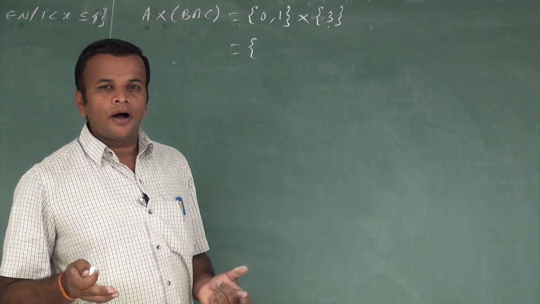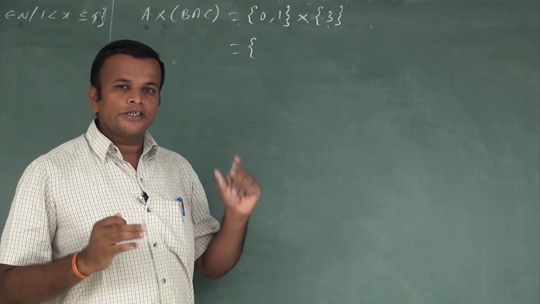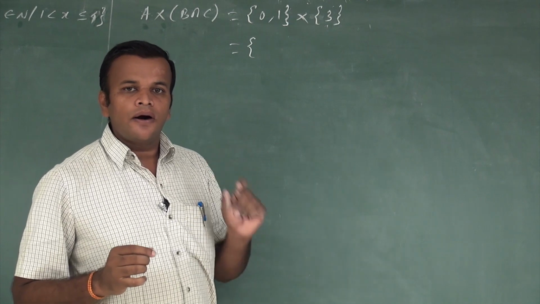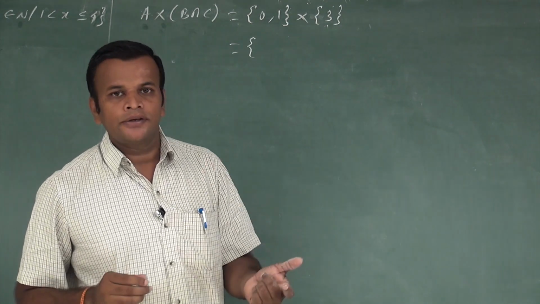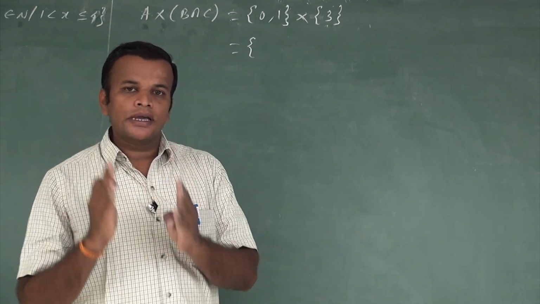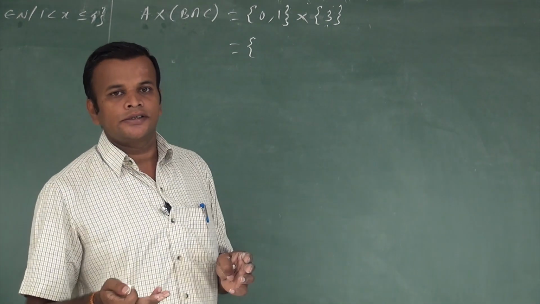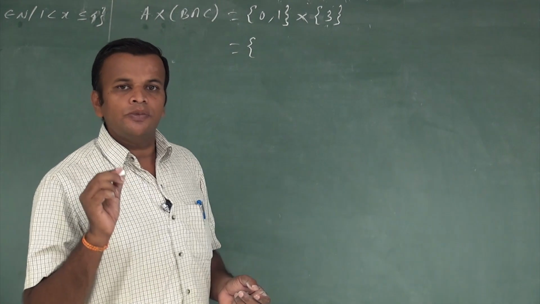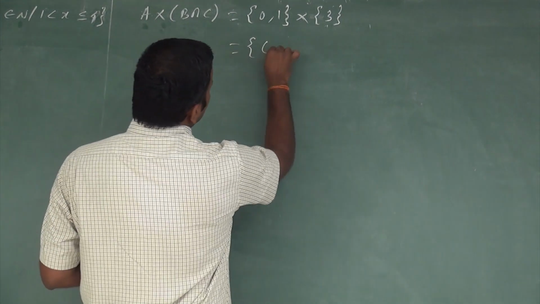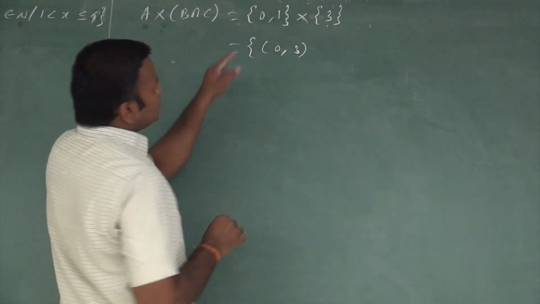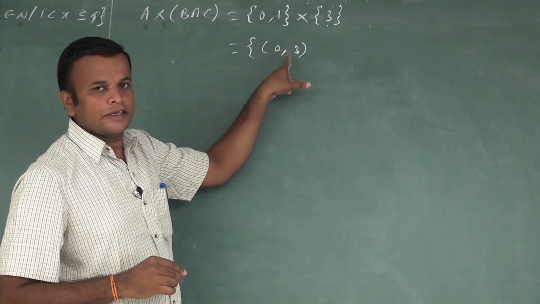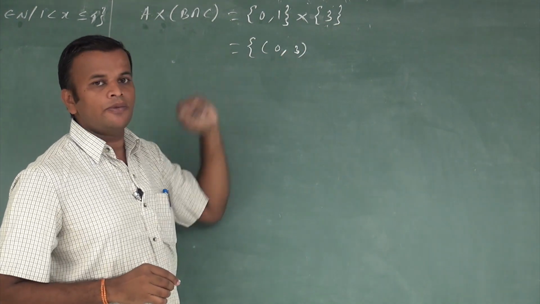Do you remember how to find the Cartesian product of any two sets? What is the working rule? To write all possible ordered pairs, the first element occurs in the first set and the second element occurs in the second set. So what is the first possible ordered pair? The first possible ordered pair is 0, 3. 0 lies in the first set, and 3 lies in the second set.